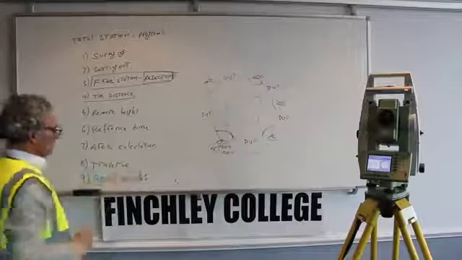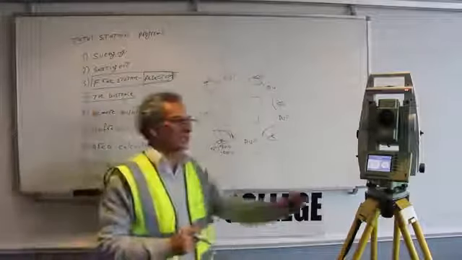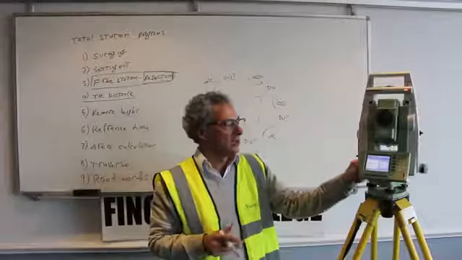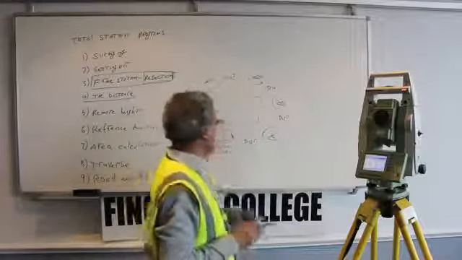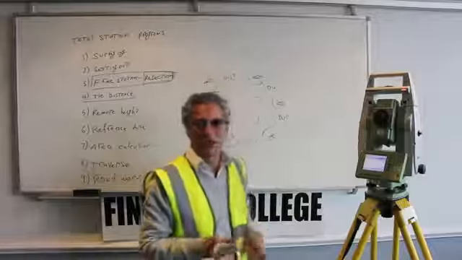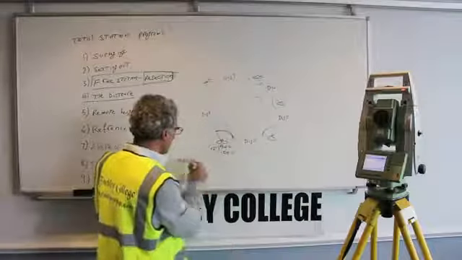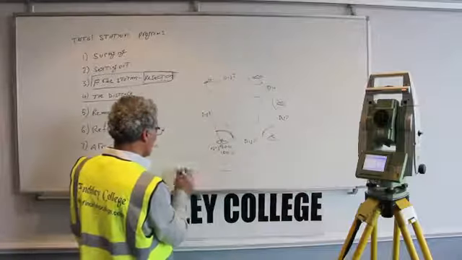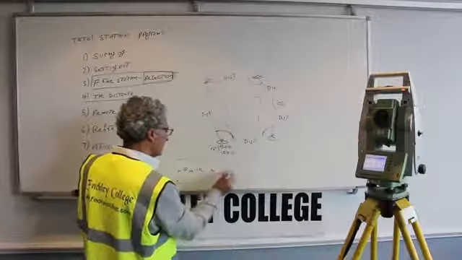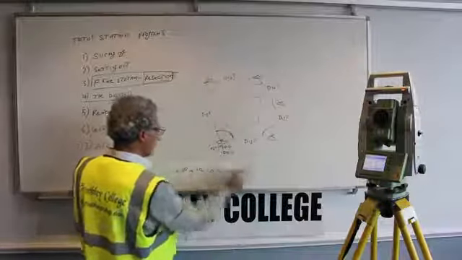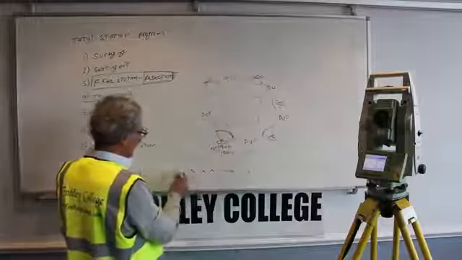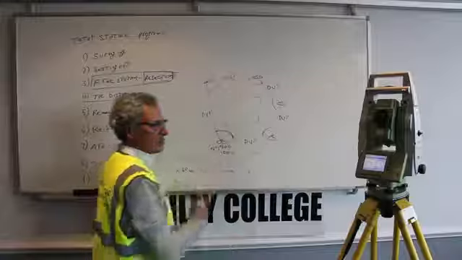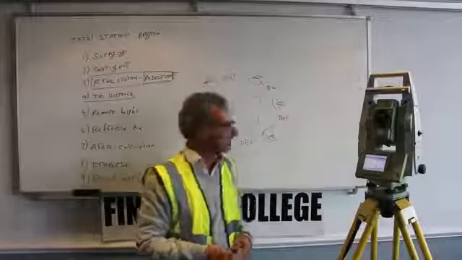The next program is Roadworks. Some total stations have the program for Roadworks, some don't. Roadworks is essentially you will give the line chainage for the center of the road. You'll have a road, you'll have a center line of the road, and you give a chainage, for example, every 10 meters. You give the coordinate for every 10 meters, and you give the heights, and it will help you to set out the road.